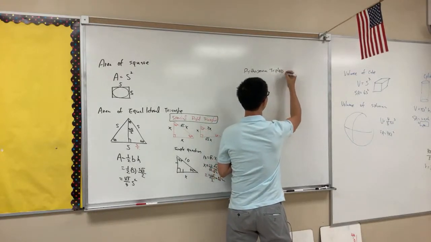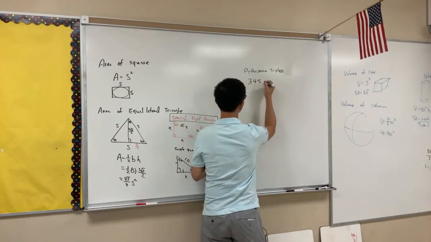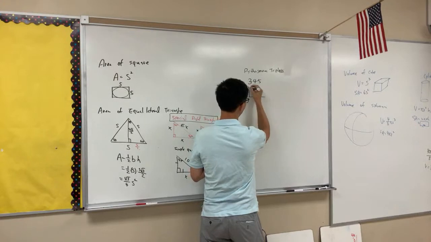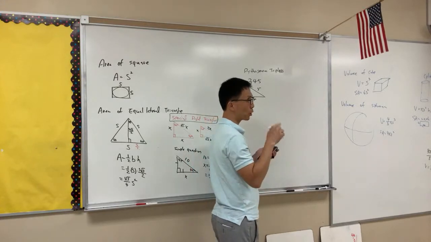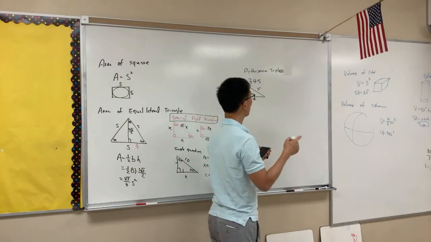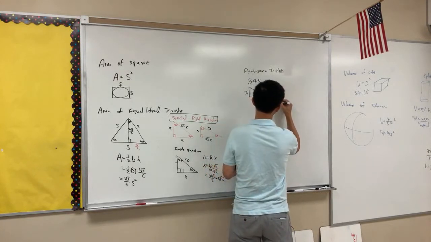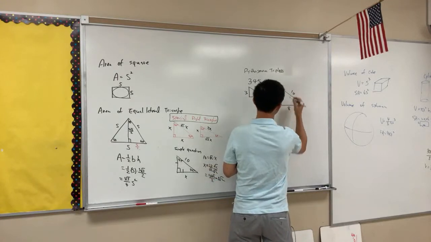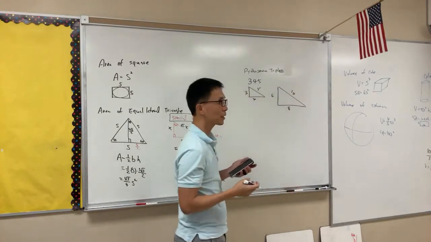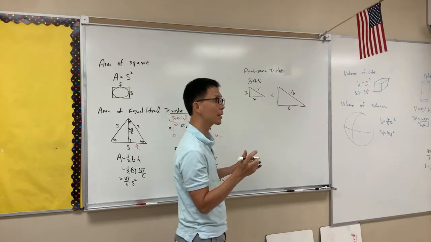On SAT they like 3, 4, 5. So this is a 3, 4, 5 triangle, because 3 squared plus 4 squared equals 5 squared. But they can also be multiples of that. So it could be 6, 8, 10. 6 squared plus 8 squared is equal to 10 squared. So those are the Pythagorean triplets, the two common ones on SAT.